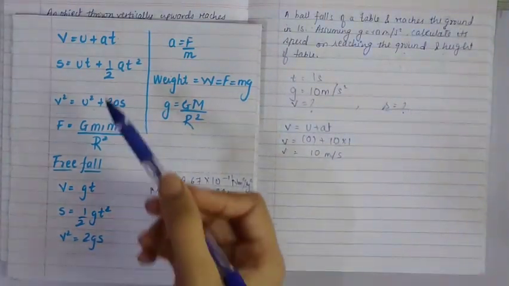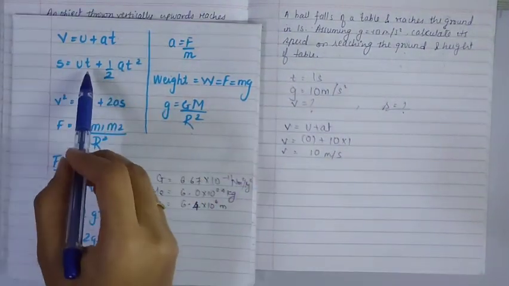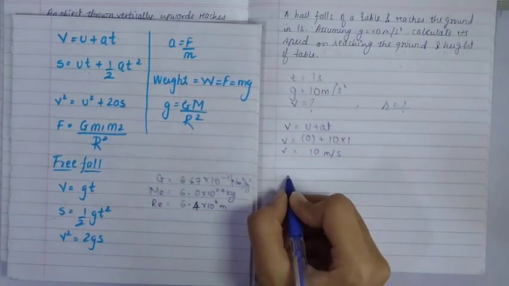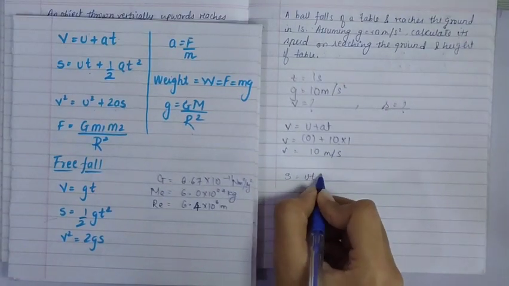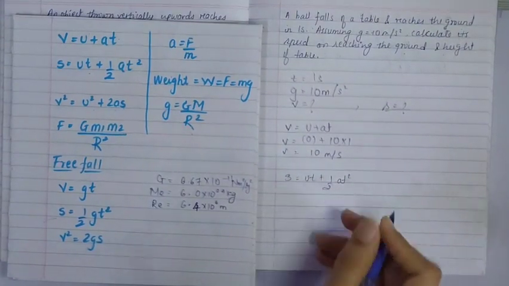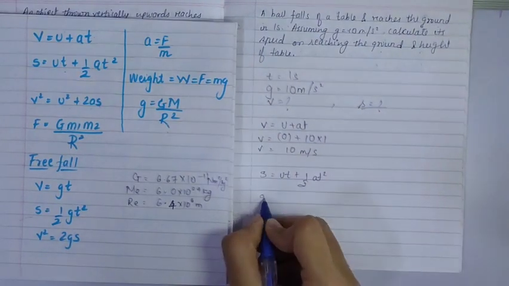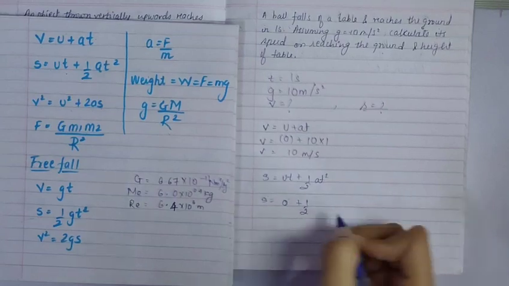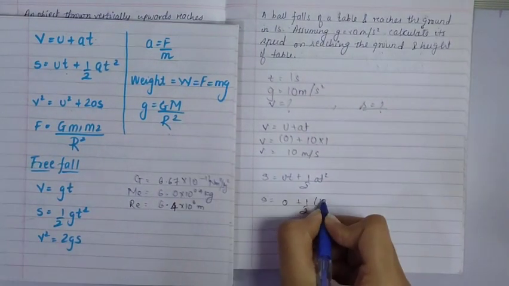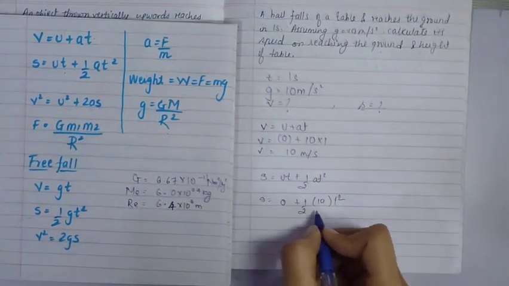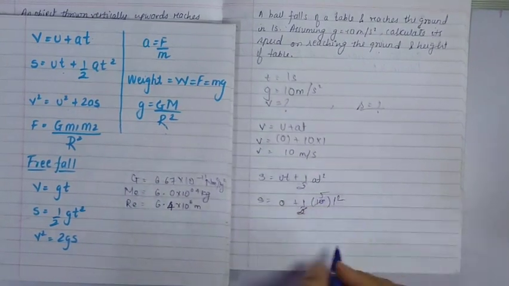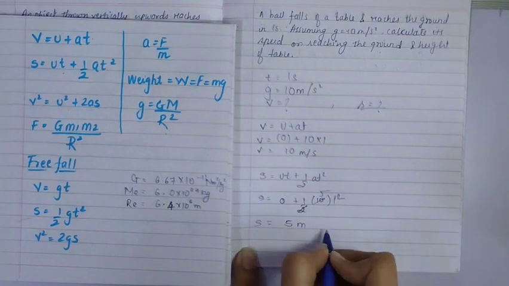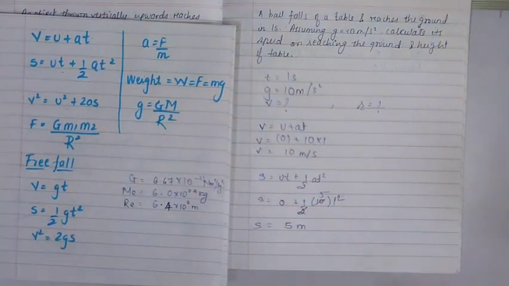Now to find S, we'll use this formula. We have t with ourselves. So S is equal to ut plus half at square. So what will this lead to? Again your initial velocity is 0. So 0 plus half into 10 into 1 square. So this becomes 5. So what is S? 5 meters. Fine. This sum was really easy.